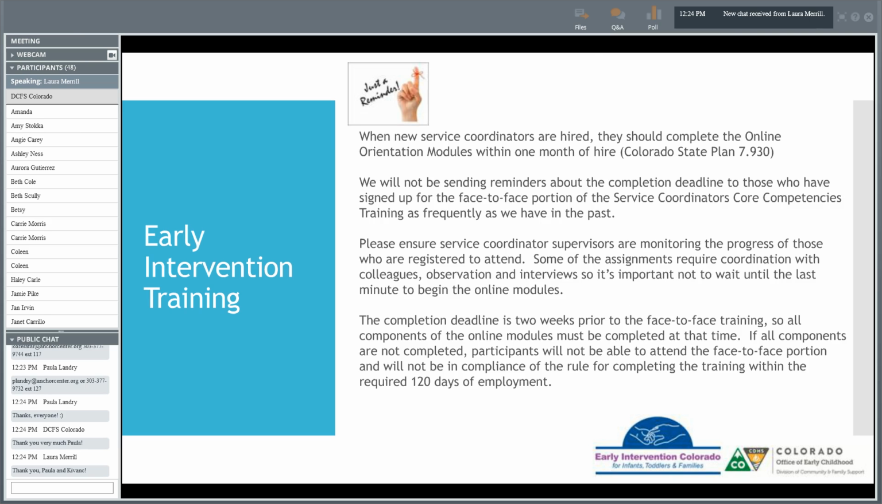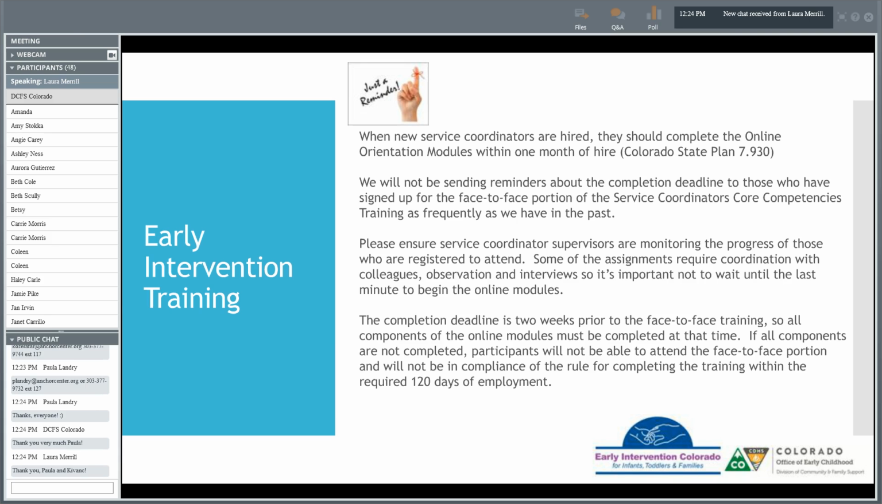All right, so here is a really important reminder. When new service coordinators are hired, they are required to complete the online service coordination orientation modules within 1 month of hire, and that's noted within the state plan. Now, WAELA has been spending lots and lots of time sending reminders about completion deadlines. And, you know, those are all those emails with the red in them, because, you know, they're scary. But she just doesn't have the time to ride herd on people right now.